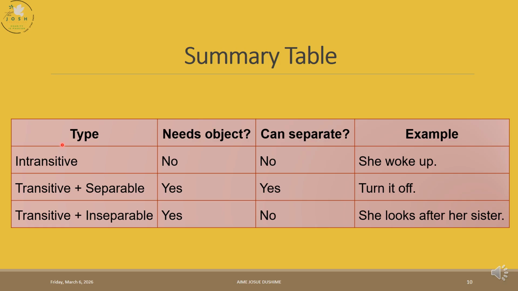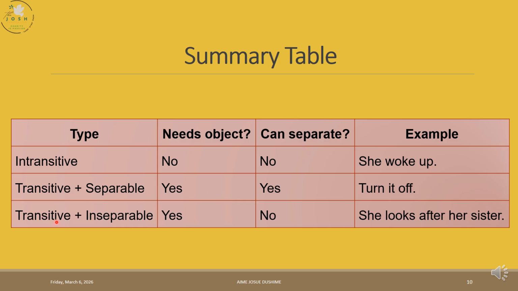And transitive separable. Remember, transitive simply has two classes, as I said. You have transitive separable, transitive inseparable. So the first one, which is transitive separable, needs an object. For the action to be understood, there is a need of an object. And you can even separate it. You can put the object in the middle or even at the end. But when the object is a pronoun, it should be in the middle.